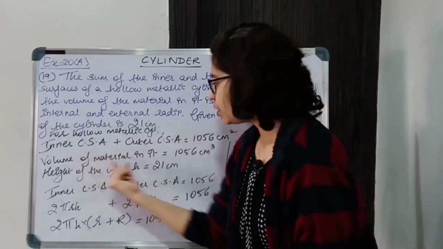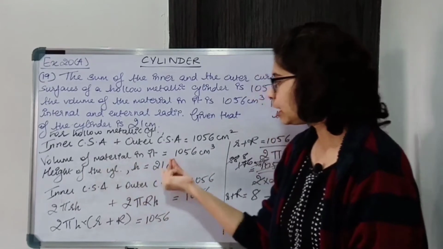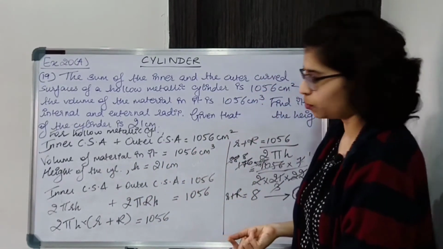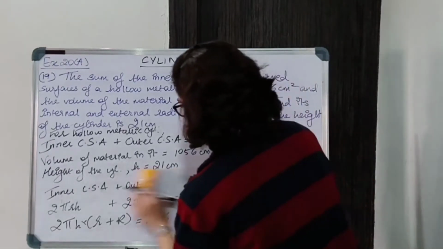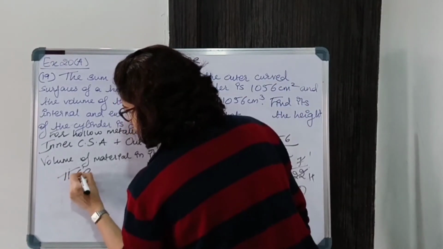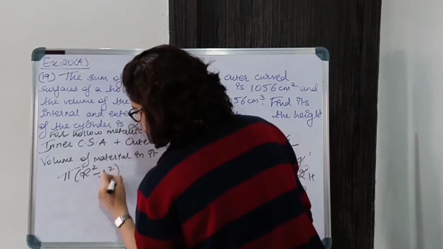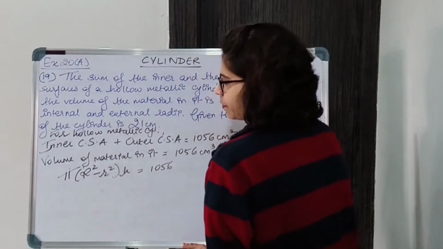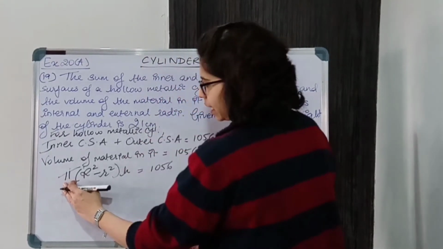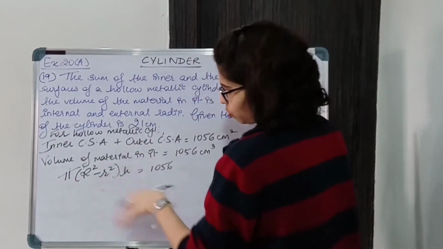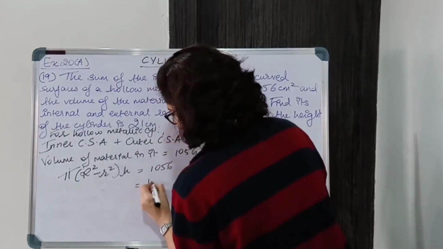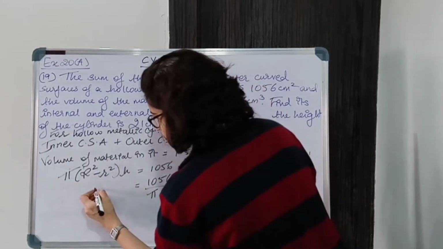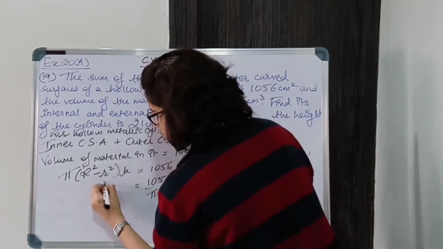From here you will get one more equation. Volume of material in it is 1056 centimeter cube. We know the formula for volume of material. So pi into capital R square minus small r square into h is equal to 1056. Now pi and h, these are the knowns, so I'll shift it over here. Now they are in numerator over here, so they will go in denominator here, okay. And here R square minus r square.